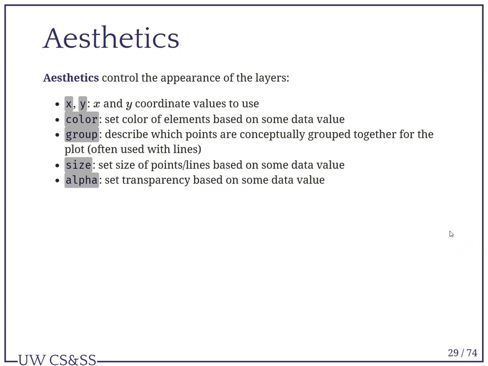I know that I'm saying conceptual and you're maybe wondering what I'm talking about. But one thing to know is that computers have no idea what is going on in your data. So continents aren't real to them. They only read it as a set of numbers. So when you say these are continents and they're a meaningful group, that's when they know, okay, Oceania is pretty far away from Africa. Size sets the size of points and lines based on some data value. And alpha will set the transparency based on some data value.